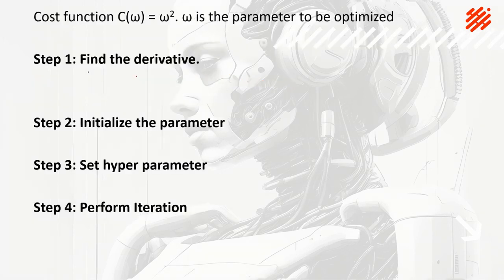Step 1, find the derivative of the cost function. The derivative d/dω of C(ω) equals the derivative of ω²: power times base to the power minus 1, and the derivative of the base, which gives 2 times ω. Initialize the parameter. So assume that we have initialized ω equal to 3. Next, we need to set the hyperparameter.